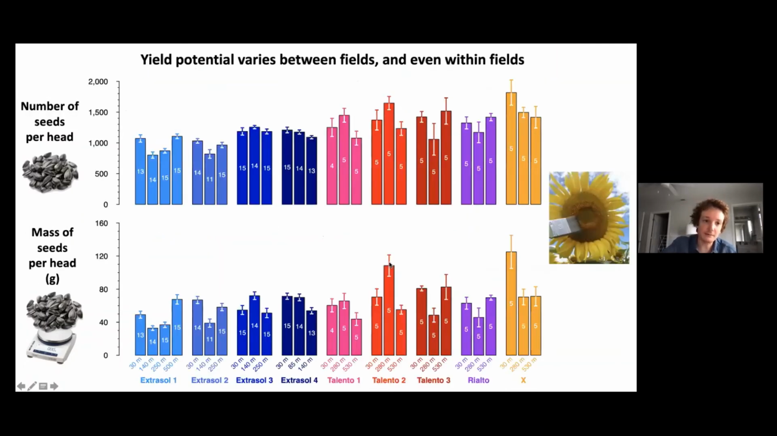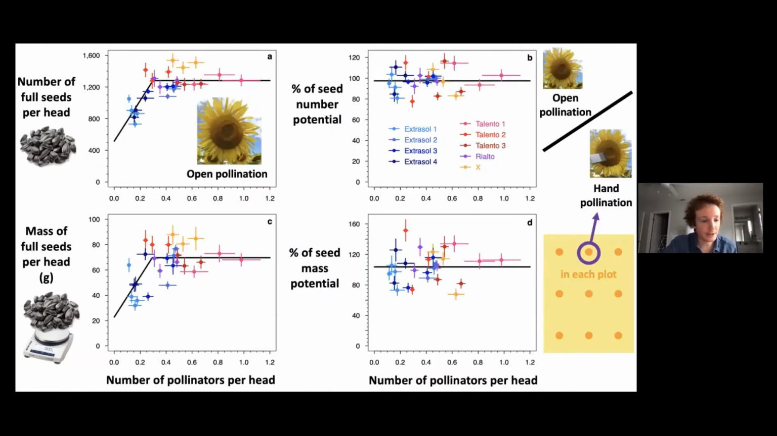It can be explained by the fact that the yield potential varies between fields and even within fields. As we can see here, the number of seeds per head and the mass of seeds per head that were got with the heads that were hand pollinated, we can see that it varies a lot between fields, but also within fields with the distance from the pollinator fronts. So it explains a possible explanation.